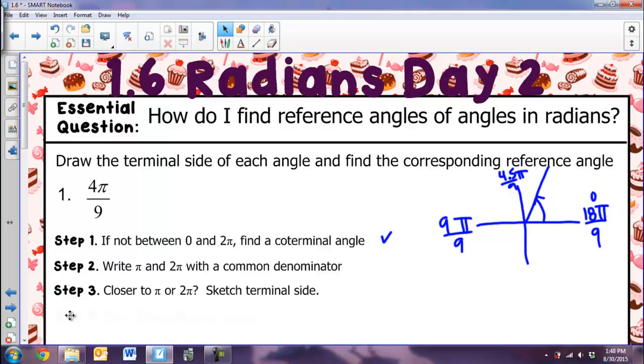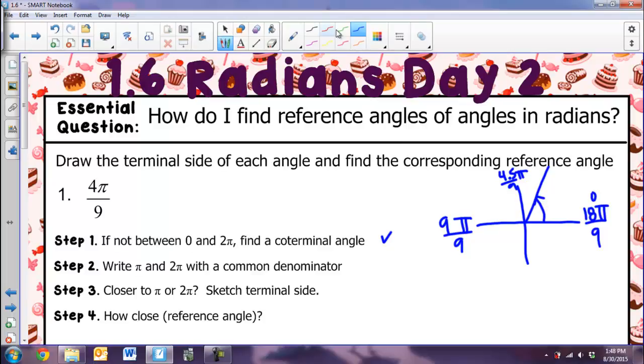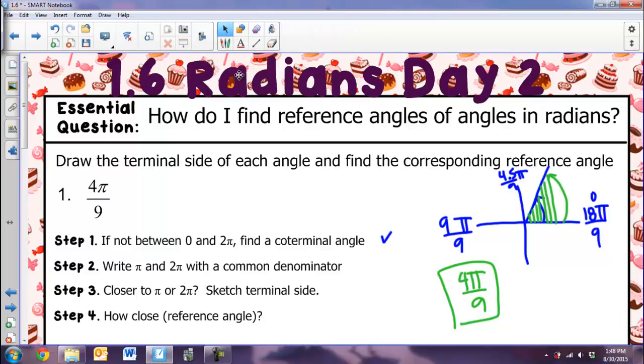Now that I have my sketch, I have to find that reference angle. You're going to ask yourself, how close is that angle to the x-axis? Remember, your reference angle always is positive with your x-axis. So when I look in here, to get to that point, I just needed to go up 4 pi over 9. So for your answer on this one, the reference angle for 4 pi over 9 is just 4 pi over 9. I know it seems silly, but we're going to go through these steps a couple times so that we can figure out ones that are probably not as simple.